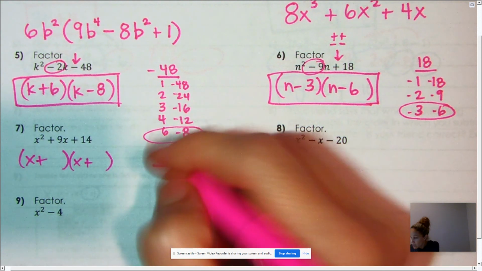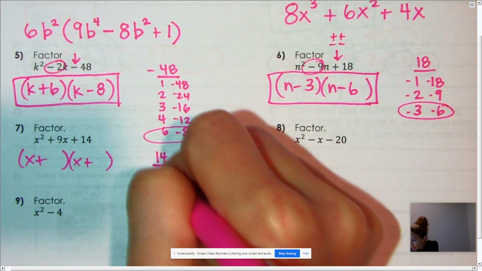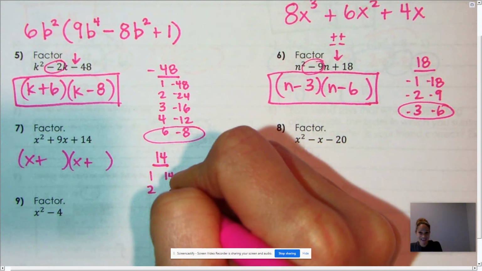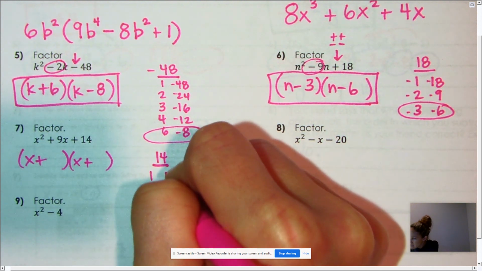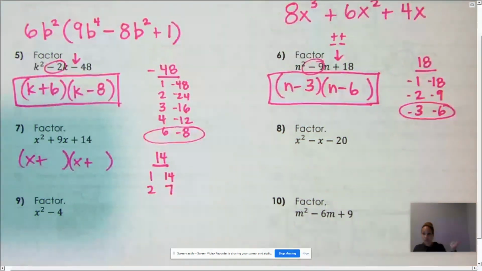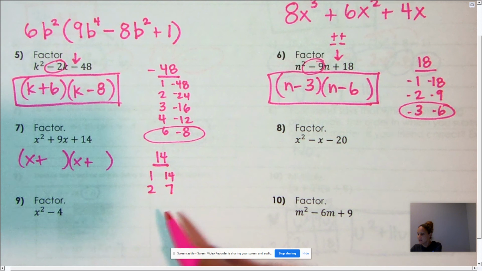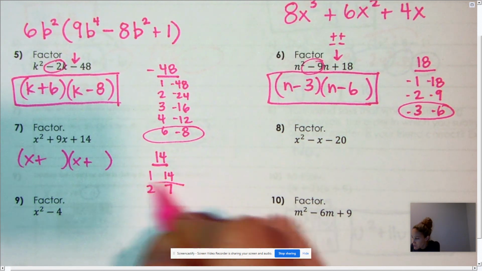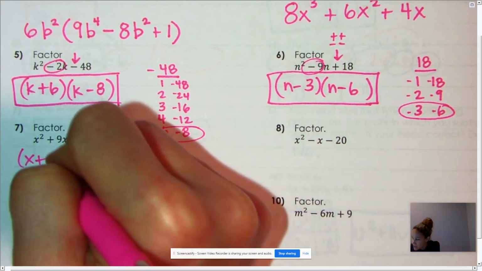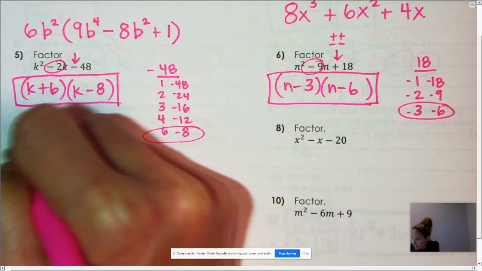goes into 14. I know that 1 always can. 2 can, because it's a positive number. 3, 4, 5, 6, none of those can. 7 can, but it's already on the list. So it stays, everything's positive. This is the sum that makes 9. So we put the 2 and the 7.